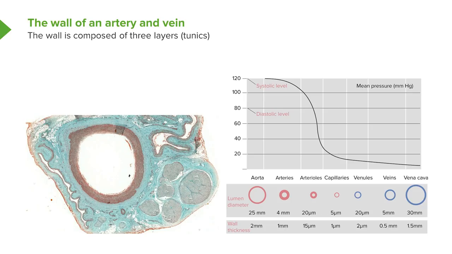And when the heart pumps, the pressure is called the systolic pressure, and it averages around 120 millimetres of mercury. And then when the heart goes through a resting phase or a filling phase, pressure drops in these vessels down to about 80. And that's called the diastolic pressure. And that changes the pressure within the arteries.